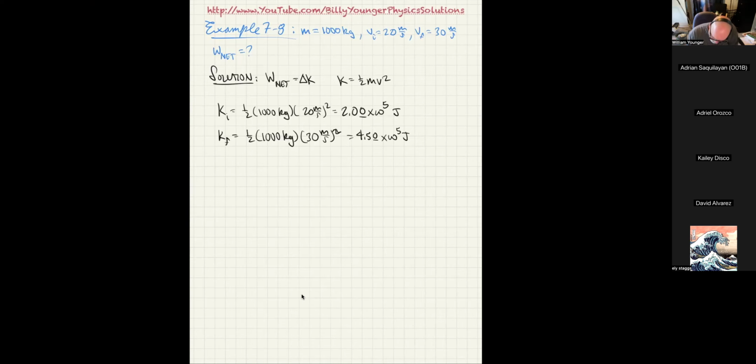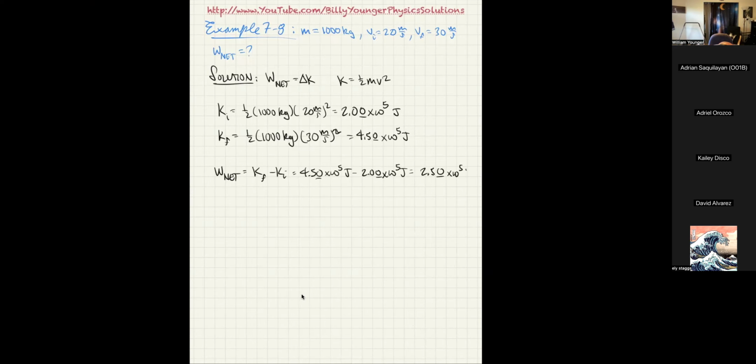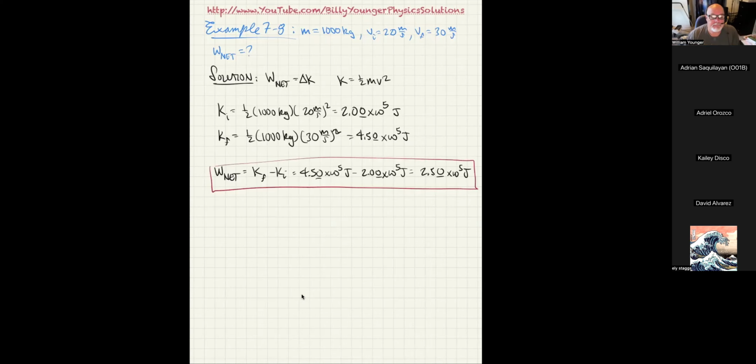Okay. So now I can say that work net for this particular car is K final minus K initial, which is 4.50 times 10 to the fifth joules minus 2.00 times 10 to the fifth joules, which is obviously 2.50 times 10 to the fifth joules. So that is our net work done. Anybody have any questions on that?